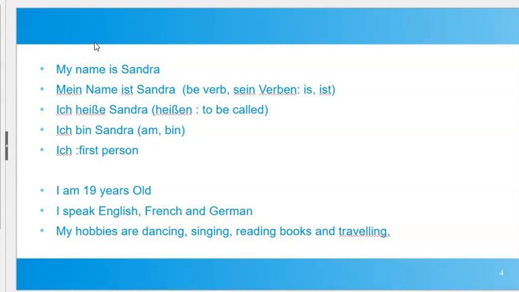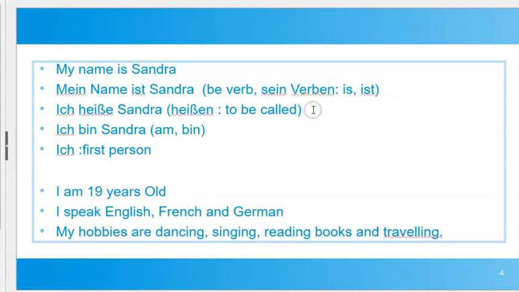The second way I would say is ich heiße Sandra. So here I have the verb heißen. Heißen means to be called. Now you must be looking at this beta-like thing here. What is this actually? This is another German letter which is called SZ, the Eszett. It looks like this. Actually it means double S.